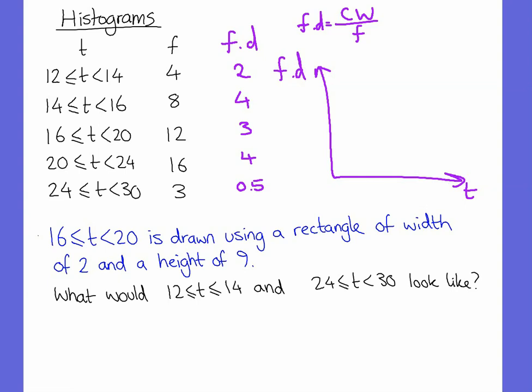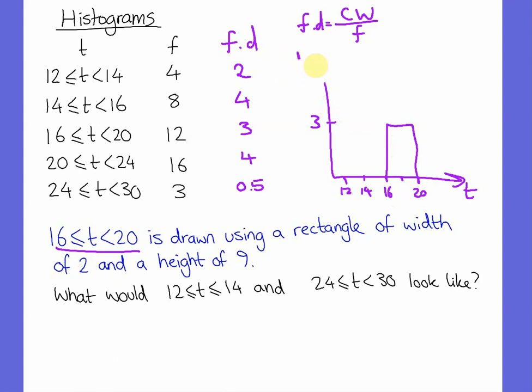So if we were going to draw the 16 to 20 bar, here we'd have a scale, like 12 for example, 14, and then 16, and I'm going to skip a few here, so 18 and 20. We would normally draw this from 16 to 20, and we draw it up to 3. So it would look something like this, and this value here would be 3. But they're telling us something pretty strange here. They're actually going to draw it with a width of 2, not 4, and a height of 9.